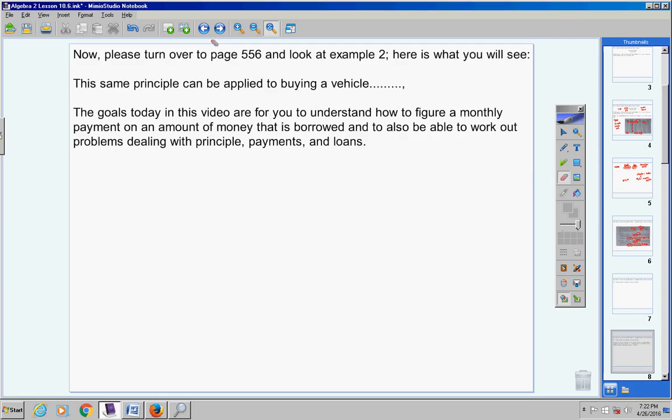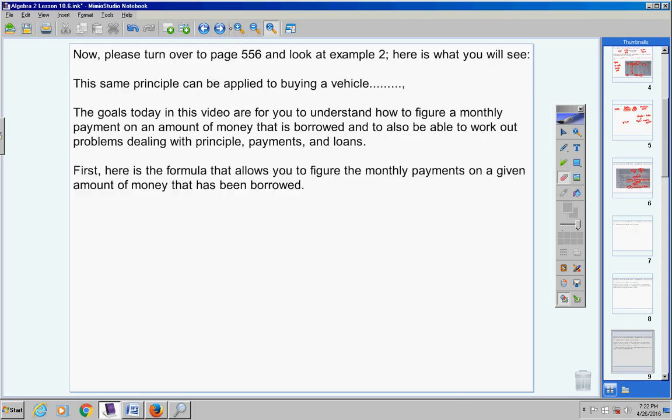The goals today in this video are for you to understand how to figure a monthly payment on an amount of money that is borrowed, and also be able to work out problems dealing with principal payments and loans. All right, so we're going to look at 2 problems today, and then I'll turn you loose on your homework. First, here's the formula that allows you to figure the monthly payments on a given amount of money that has been borrowed, okay? So one of the things we're going to learn to do today is to take an amount of money that's been borrowed and figure the monthly payments.